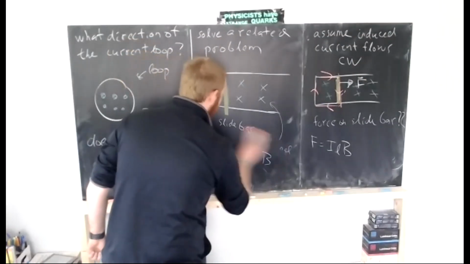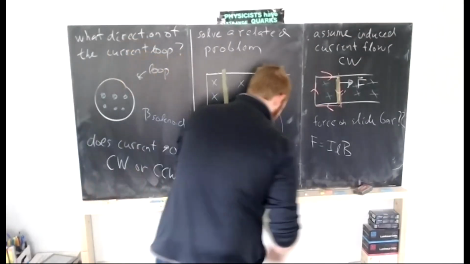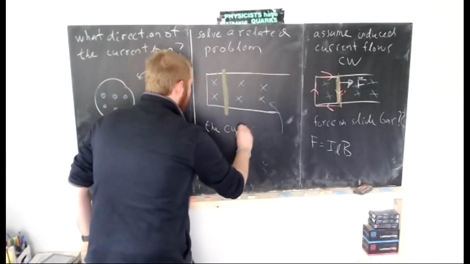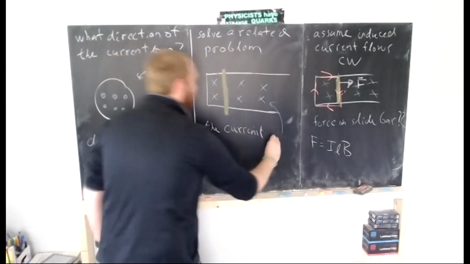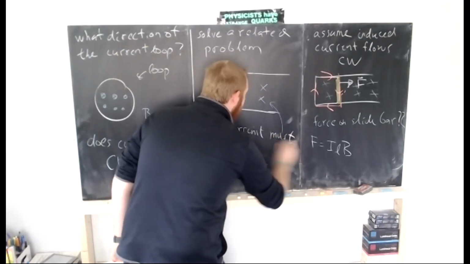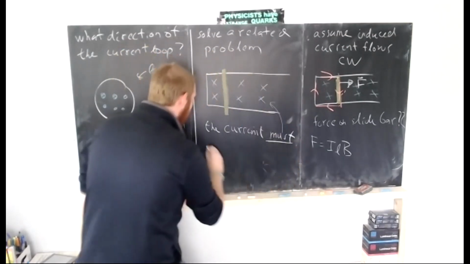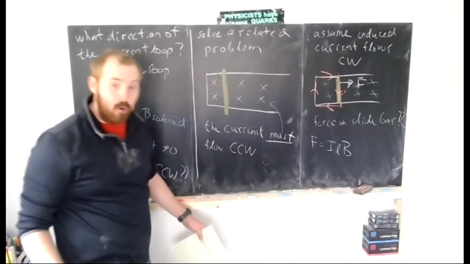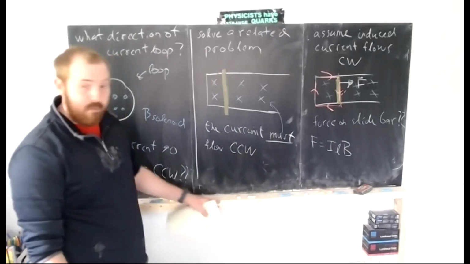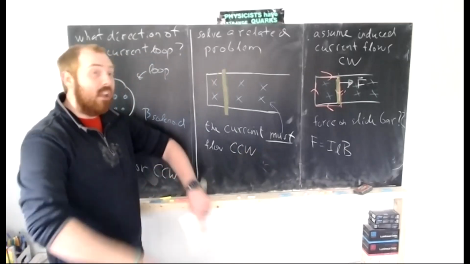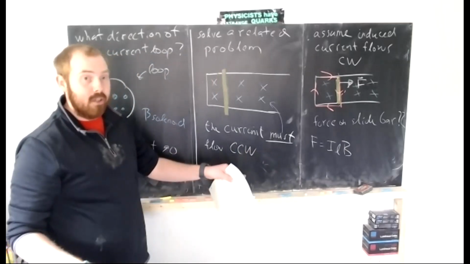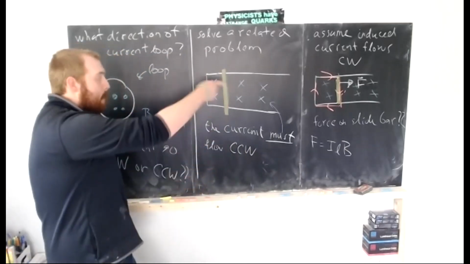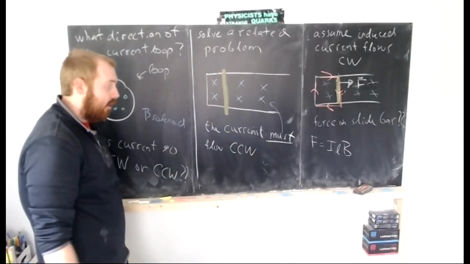So, conclusion. The current in this picture has no choice, it must flow counterclockwise. It must. If it doesn't, I violate physics. I guess I just got a perpetual motion machine, free energy. Doesn't work. So the current must flow counterclockwise.